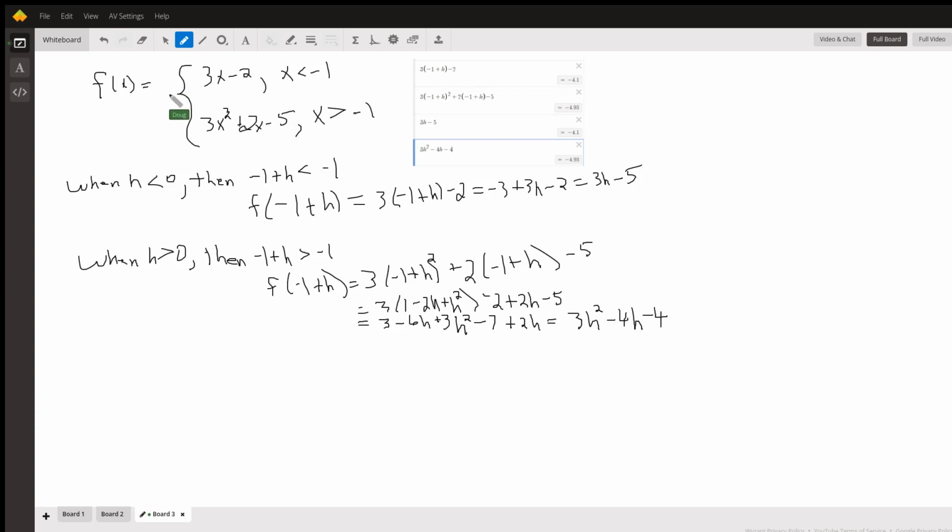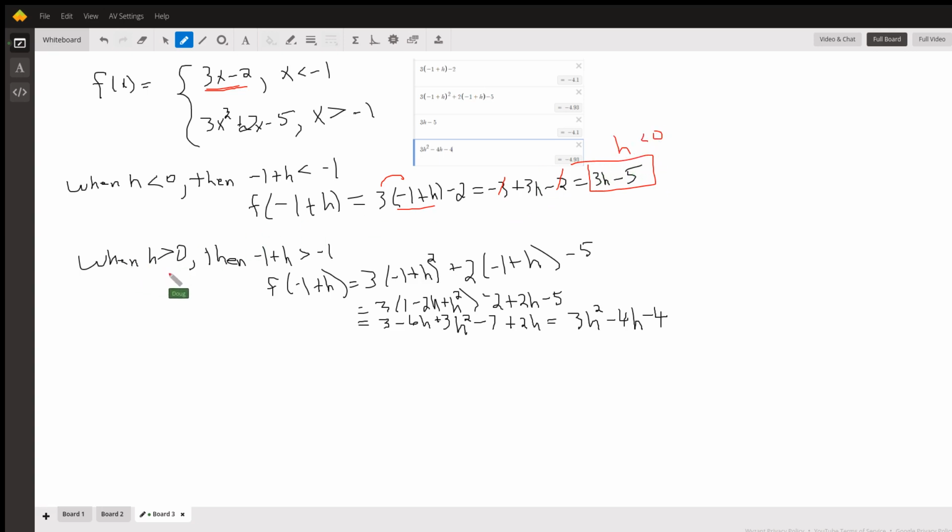So there's the piecewise function. When h is less than 0, then -1 plus h is less than -1. So if I want to find f of -1 plus h, I plug -1 plus h into this rule right here. So there it is. And if I want to simplify that, I can distribute the 3: -3 plus 3h minus 2. Combine the two constants. There's your formula when h is less than 0.